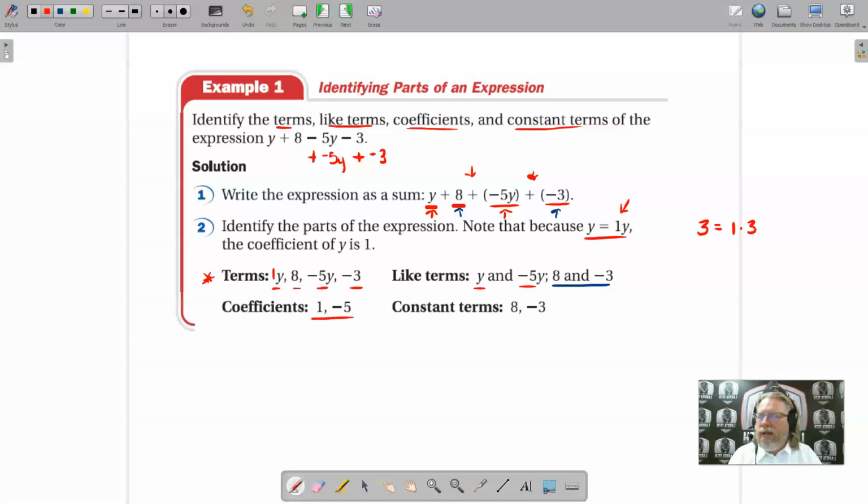These are the numbers that are related to the variables, in this case through multiplication. Next, what are the constant terms? Well, the constant terms are the numbers without variables, such as 8 and -3.